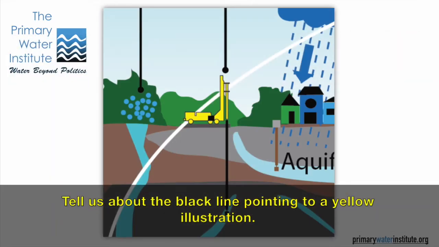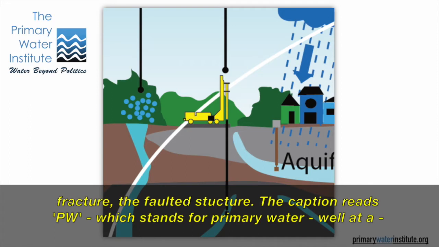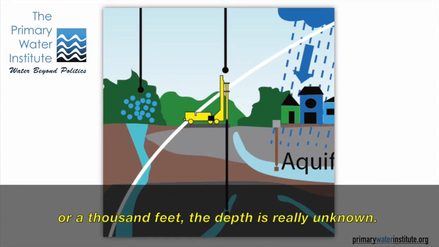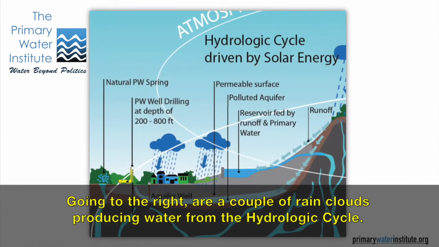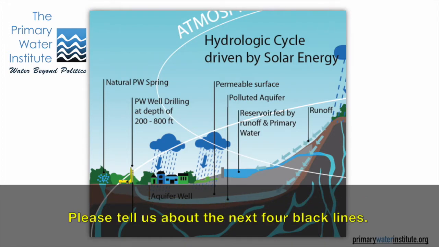Tell us about the black line pointing to a yellow illustration. This is a drilling rig that has been placed by someone trained to locate primary water in the fracture, the faulted structure. The caption reads PW, which stands for primary water, well at a depth of 200 to 800 feet. But the fact is one could locate primary water at 0 feet or 1,000 feet. The depth is really unknown. Going to the right are a couple of rain clouds producing water from the hydrologic cycle. Please tell us about the next 4 black lines.